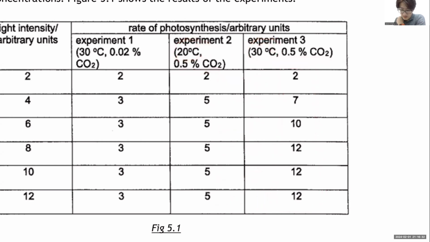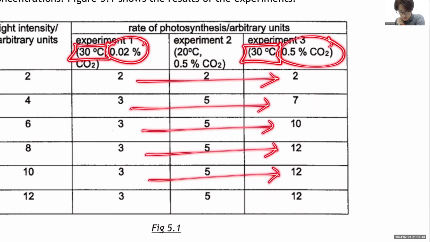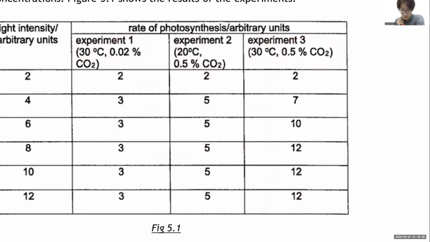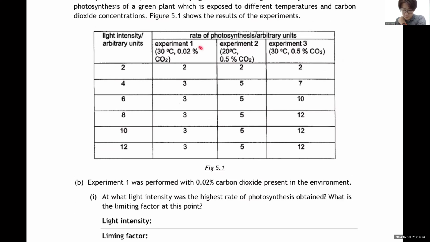Then now we look at the other one. If I maintain 30 degrees Celsius, 0.02 to 0.5, increase, right? Do we see an increase? Okay. So who is more limiting now? Is it temperature or carbon dioxide concentration? The main limiting factor will be the one that causes the most change when itself is changed. So it's going to be CO2 concentration. Okay?